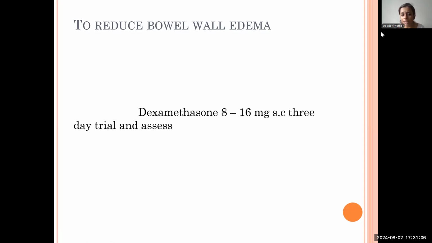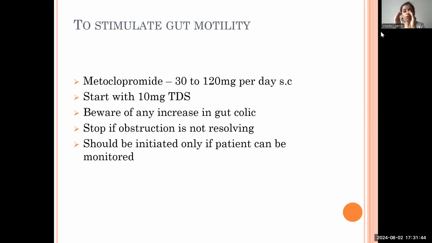So we give steroid for 3 days. If the patient is not responding, we stop the steroid because if it is not helping the patient, prolonged use of steroid can cause other complications. So we do a 3-day trial. The dose can vary from 8 to 16 milligrams subcutaneous. The preferred choice of steroid is dexamethasone, and we should give it as a once daily dose, not BD or TID. No, absolutely not. If anyone is interested, you should go and see the duration of action for dexamethasone. So it is a once daily dose of dexamethasone to reduce the bowel wall edema.